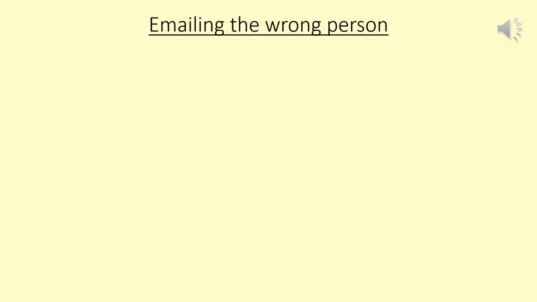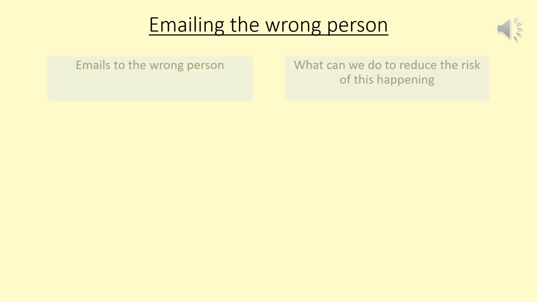Sending an email to the wrong person is the most common breach reported by schools. As humans, we can make mistakes, and that includes rushing to get an email out of the door.